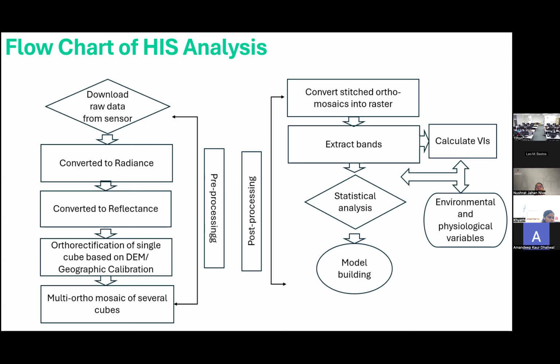And in statistical analysis, we can use other variables like environmental variables. Then we could build other models, but we're not doing that. We will just extract our reflectance values. Then we will calculate vegetation indices, and that's it.